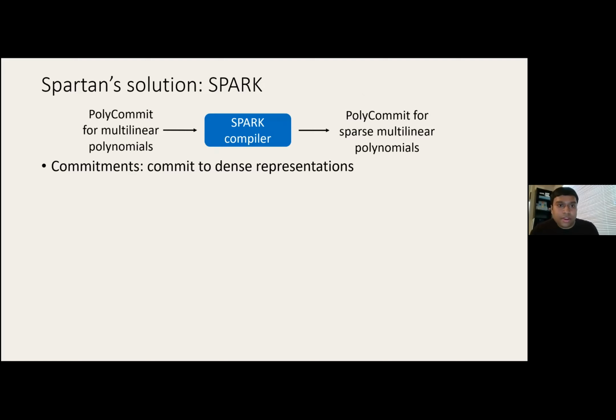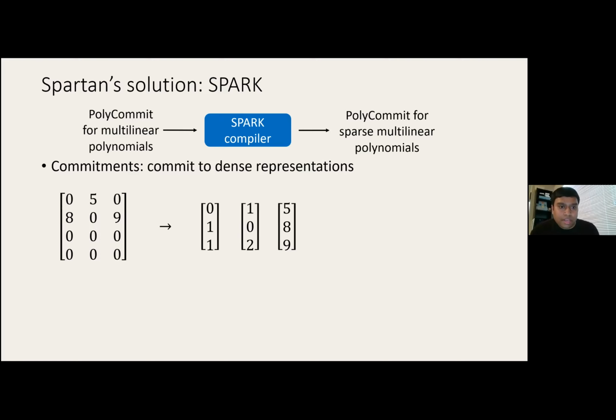One is that it creates commitments to dense representations of sparse polynomials. For example, if you are given a sparse polynomial in this matrix form, it creates three dense multilinear polynomials. We call them row, col, val. Each of these polynomials is proportional to the number of non-zero entries. The row polynomial encodes the row indices at which there are non-zero entries, the column polynomial encodes the column indices at which the non-zero entries appear in the original matrix, and the val polynomial encodes the coefficients in those non-zero entries.